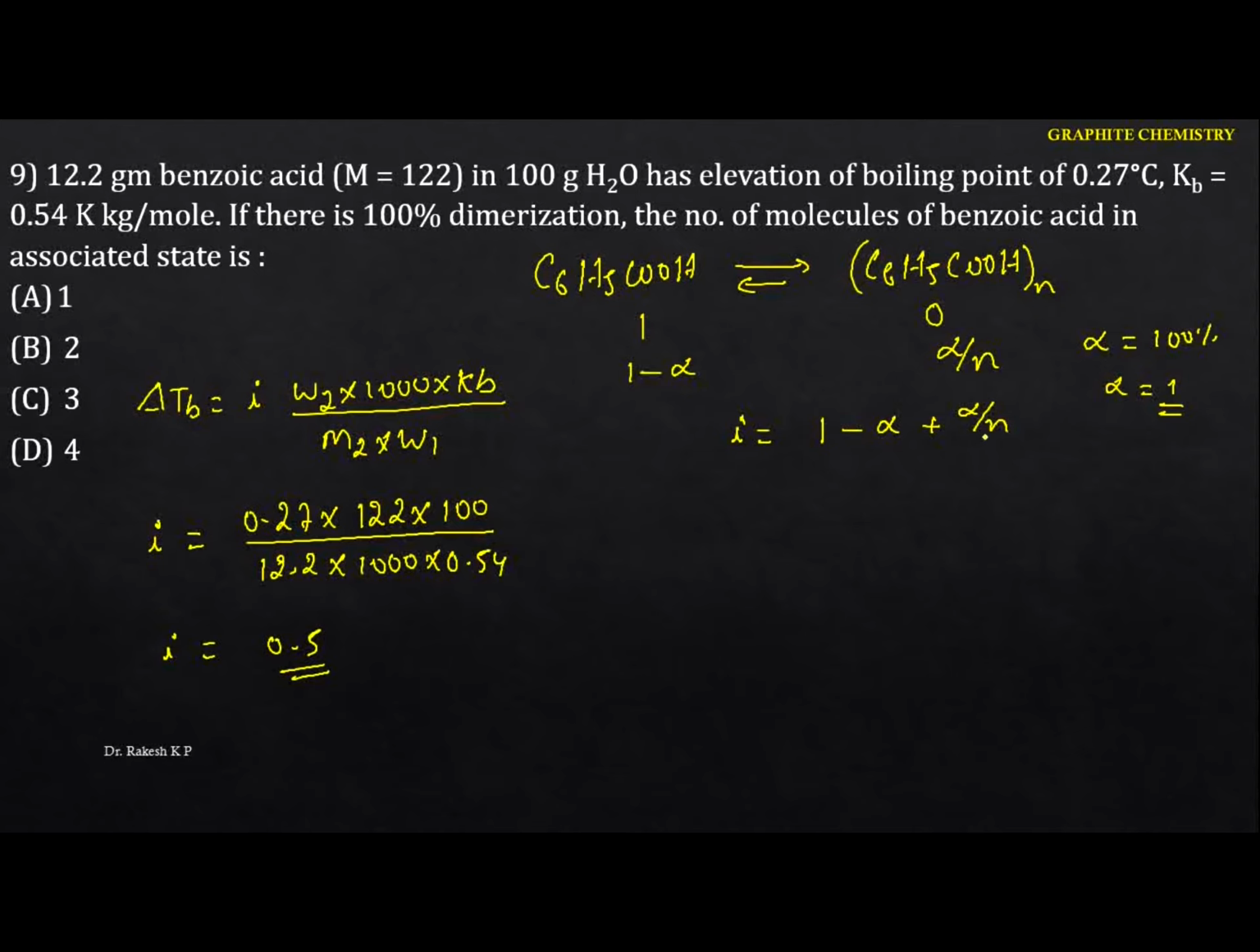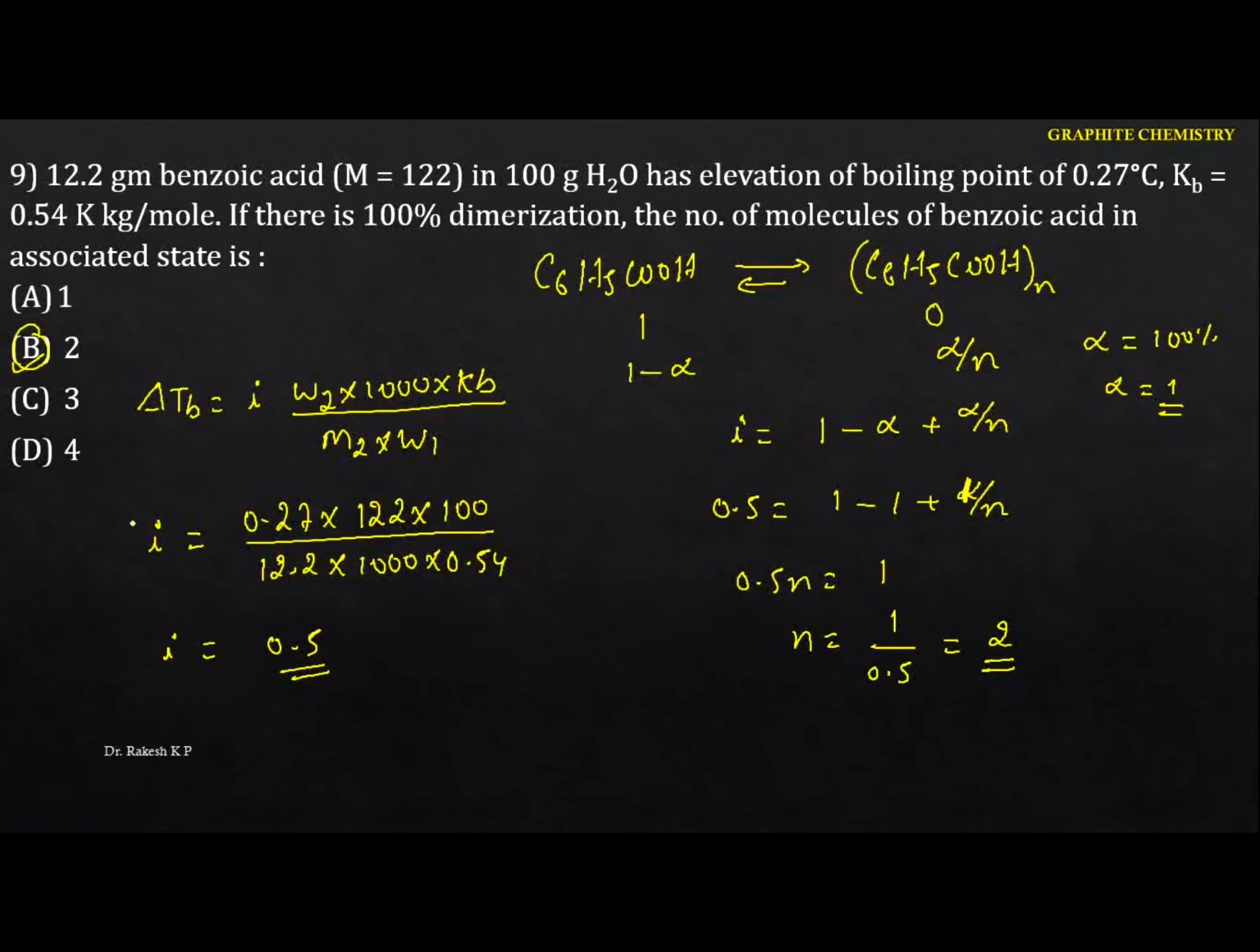But here what you have to calculate is N. That means the I value is 0.5. Just go to this: 1 minus 1 plus alpha by N, where alpha is 1. So 0.5n is equal to 1. That means the n value is 1 divided by 0.5, so n becomes 2. The number of molecules of benzoic acid in associated state is 2. The option is B.